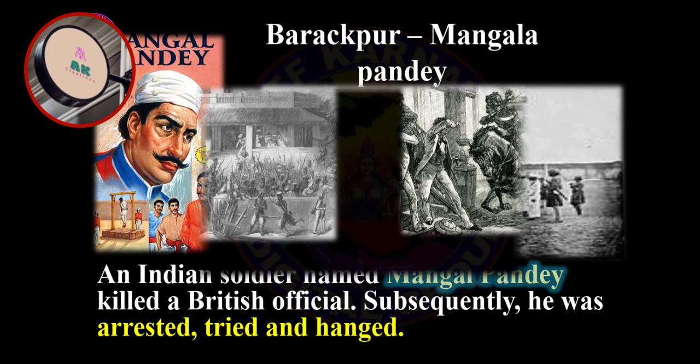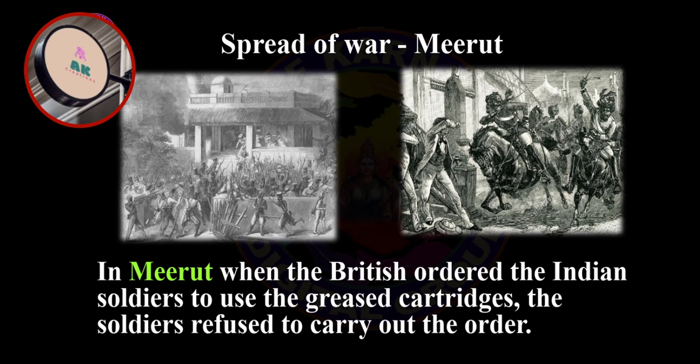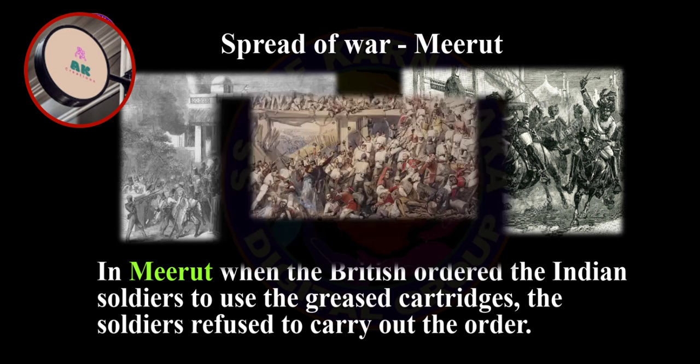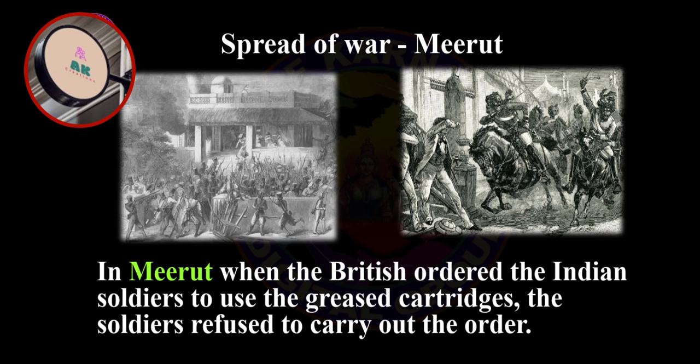Next, the spread of war, Meerut. The Meerut was a major British military base actually. Here the British ordered the Indian soldiers to use grease. The soldiers refused, right? So when they refused, I will come back to it.